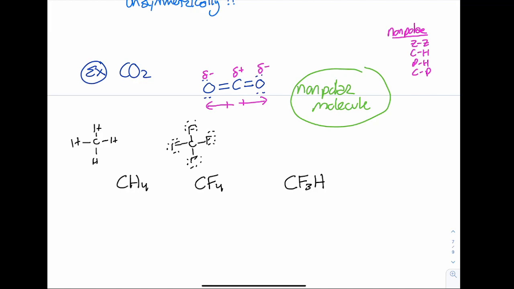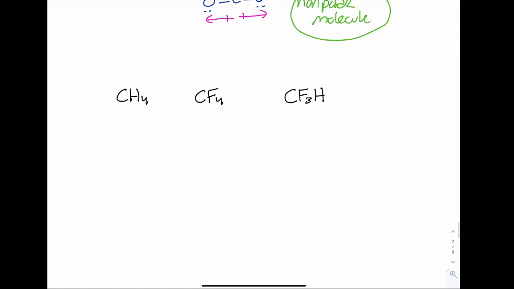And then my last one, carbon bonded to 3 fluorines and 1 hydrogen. It doesn't matter where I put the hydrogen, I just replace one of them. So all of these are going to be tetrahedral, right? They all have carbon in the middle. They're all bonded to 4 things. No lone pairs on my central atom. So I'm going to just go right to drawing my geometry.